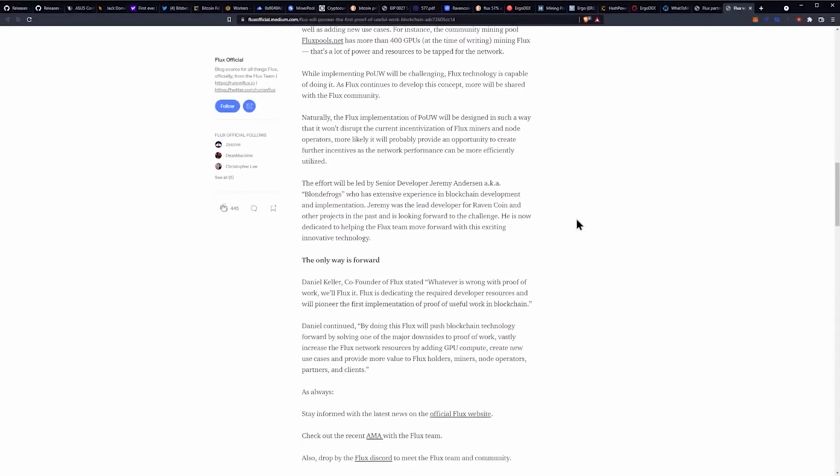Naturally, the Flux implementation of POUW will be designed in such a way that it won't disrupt the current incentivization of Flux miners and node operators. More likely, it will probably provide an opportunity to create further incentives as the network performance can be more efficiently utilized.